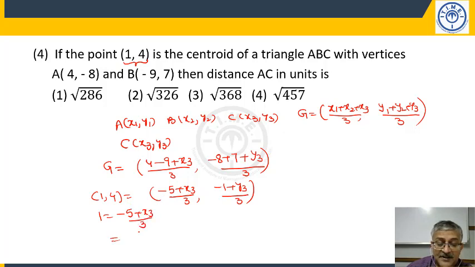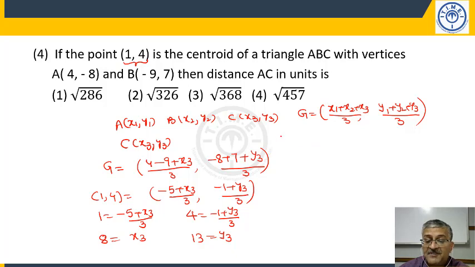1 is equal to (minus 5 plus x3)/3. That means what is the x3 value? It is simply 3 plus 5, that is 8. And 4 is equal to (minus 1 plus y3)/3. So what is the y3 value? 3 fours are 12, minus of minus is plus, so 13.